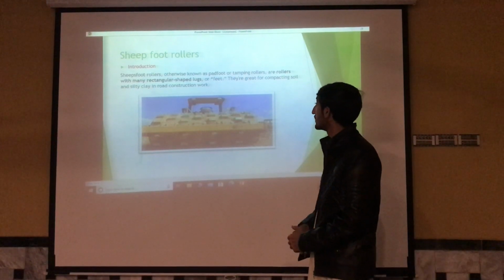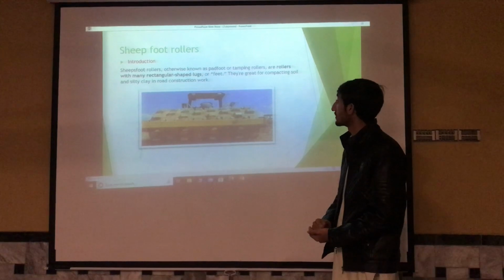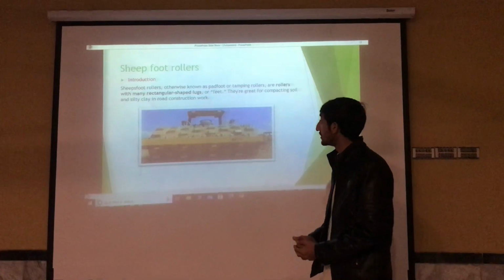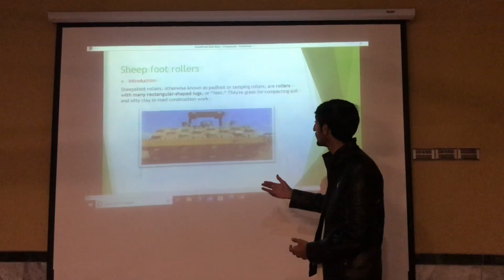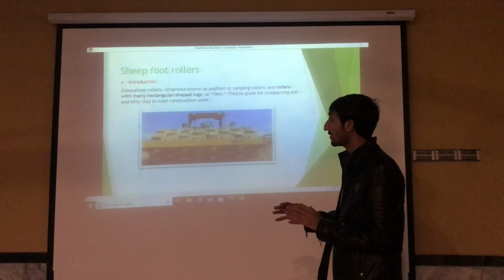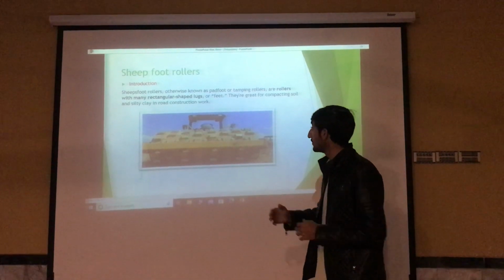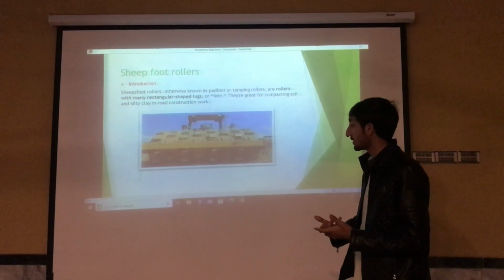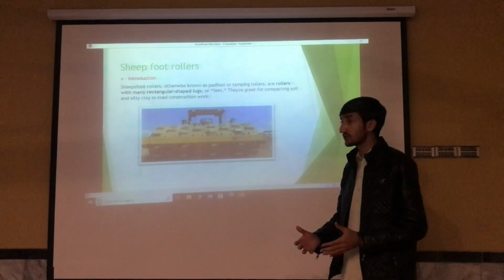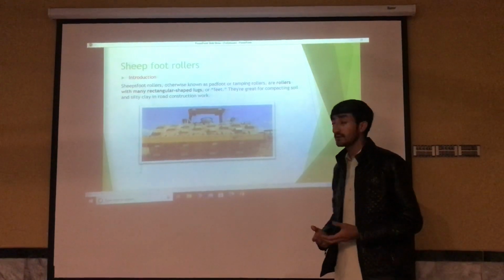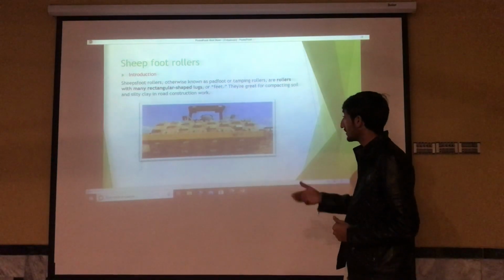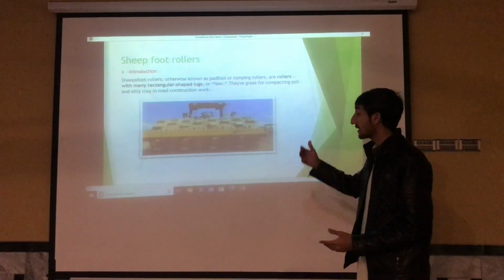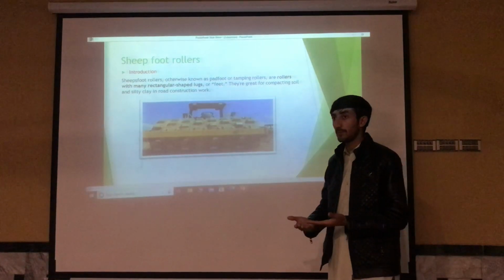So next is also compactive equipment, sheep foot rollers. This is based on the compactive force which is manipulation or kneading action. In sheep foot rollers, there are some molds or studs on the drum of this roller. These studs exert greater pressure on a smaller area, so it increases the localized pressure, and thus it penetrates the compaction to the lower layers, not like the smooth wheeled roller which compacts the upper surfaces.